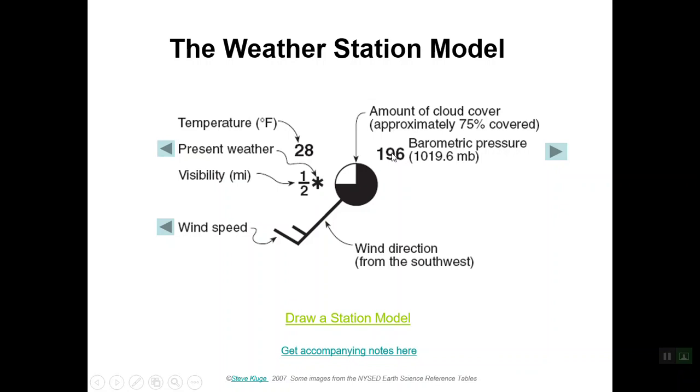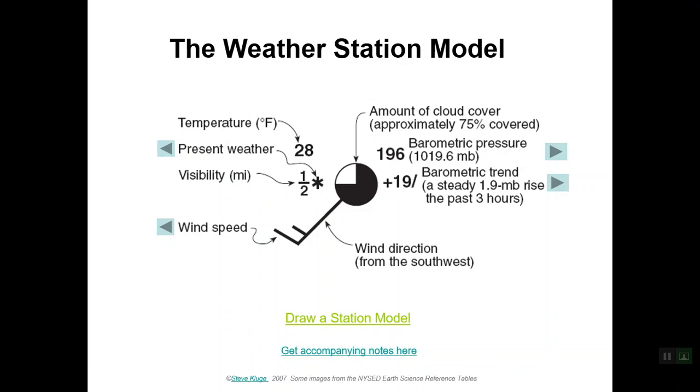And by the way, it really matters where these go. So it really matters that the temperature is in the upper left-hand corner and the barometric pressure or air pressure is in the upper right-hand corner. That makes a big difference. Let's look at our next variable.